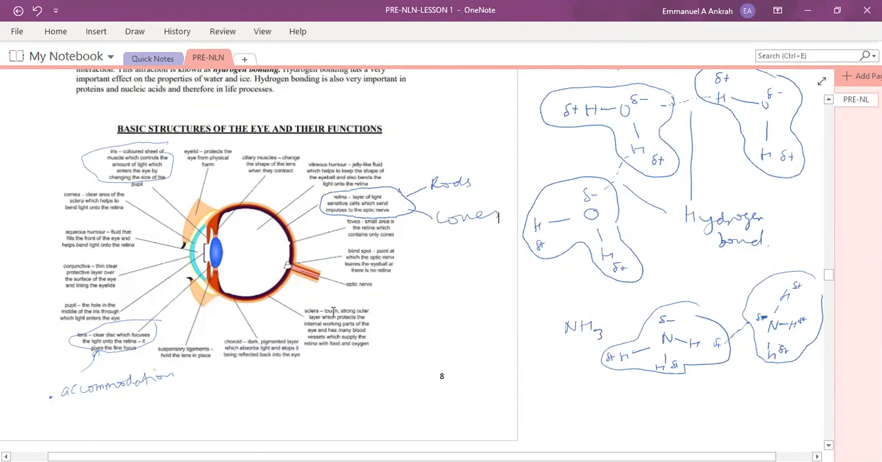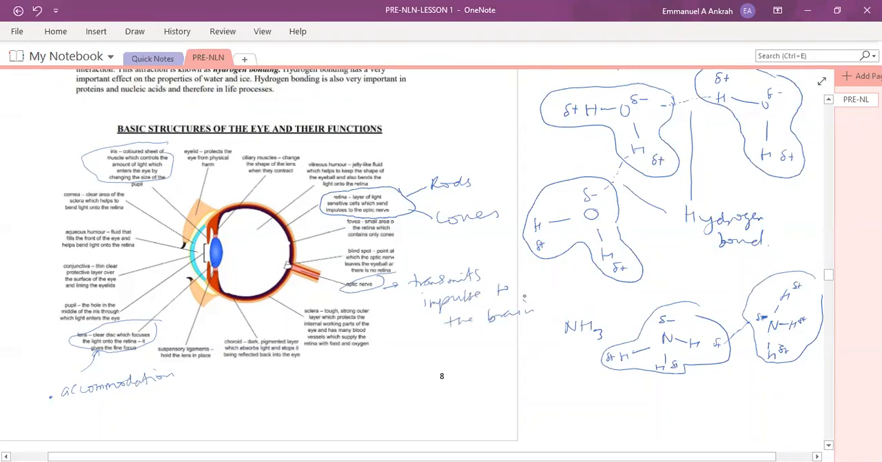And then the other thing you should remember is the optic nerve. The optic nerve is a nerve that transmits the impulse to the brain.